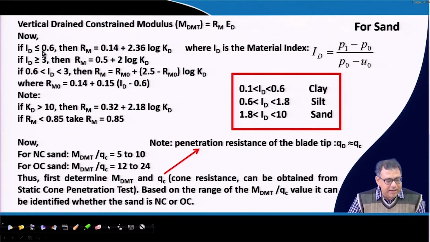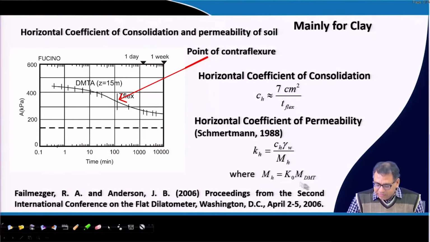Okay, so now if your ID is less than or equal to 0.6, that means it is clay, then RM will be this equation. So, I will get the RM for the clay from this equation, this is the KD, this is log 10 RM, and I will put RM here and I know the ED, I will get the DMT, and that DMT I will put it here, I will know the K0, I will know the MH, and that MH I will put it here, I will get the KH, the horizontal coefficient of permeability. Is it clear?